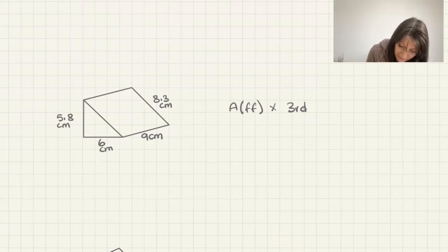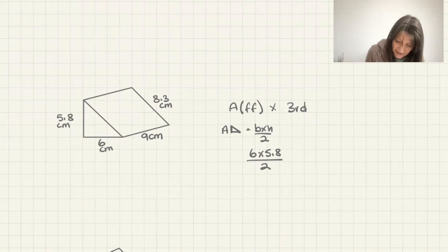Okay, so the area of the front face is going to be the area of the triangle. That's base times height divided by 2. The base is 6, the height is 5.8. When I divide that by 2, I get, what do I get? I need to pop it in the calculator. 6 times 5.8 divided by 2, I get 17.4. There we go. And I'm going to times that through by the third length.